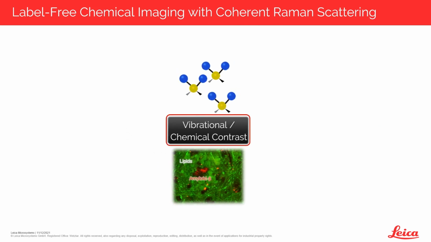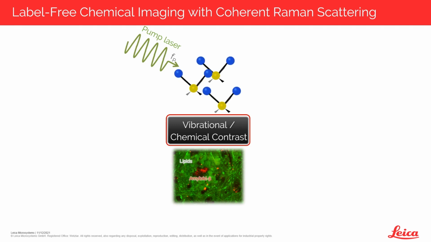Now, how do we achieve this label-free chemically specific image contrast? The answer is coherent Raman scattering. In coherent Raman scattering, we shine two laser beams onto our sample, a pump beam and a so-called Stokes beam. When the frequency difference between these two laser fields exactly matches the vibrational frequency of one of the molecular bonds, then these molecules are excited to vibrate very efficiently.